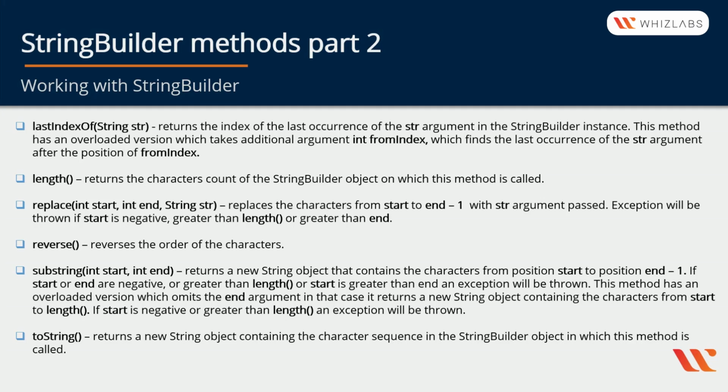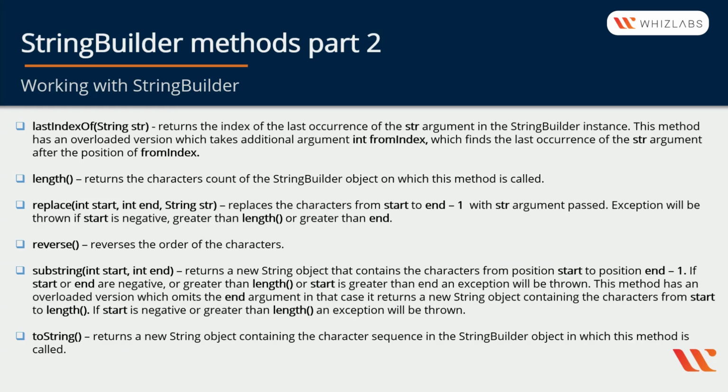Substring, which returns a new String object that contains the characters from position start to position end minus 1. If start or end are negative, or greater than length, or start is greater than end, an exception will be thrown. This method has an overloaded version, which omits the end argument. In that case, it returns a new String object containing the characters from start to length. If start is negative or greater than length, an exception is thrown.